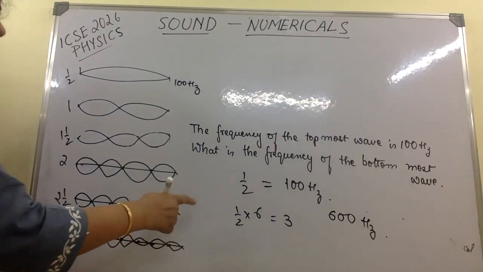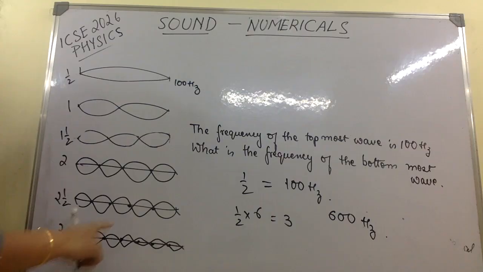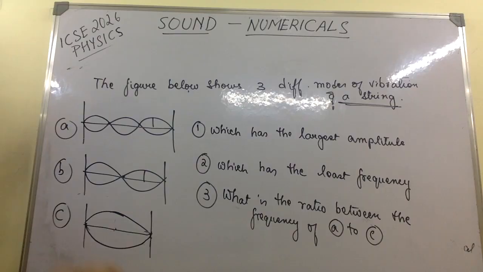So, if half is 100, then 3 times 1 is giving 600 hertz. Okay. Let's see the next question. Now, let us understand this question.